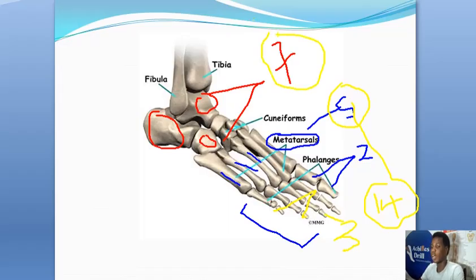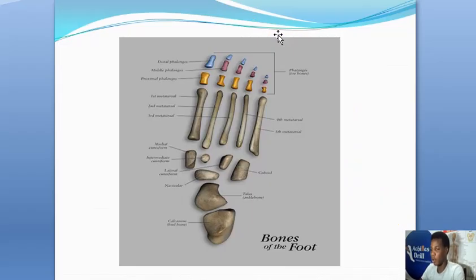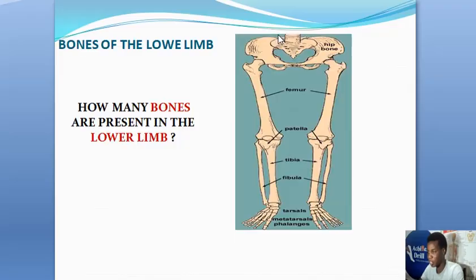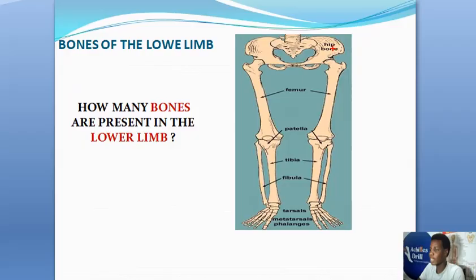Now I want us to count the bones of the lower limb. Here is a picture just showing the various bones of the foot, the tarsals, the metatarsals, and the phalanges. Now let's count the number of the bones in the lower limb. The first one right here is the hip bone. We already explained that the hip bone has 3 bones in it: the ilium, the ischium, and then the pubis. 3 bones making up the hip bone. We have the femur, that's 1 bone right there. We have the patella, this sesamoid bone, that's another 1 bone right there. The tibia and the fibula, that's 2 bones.